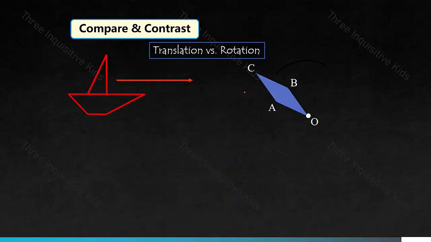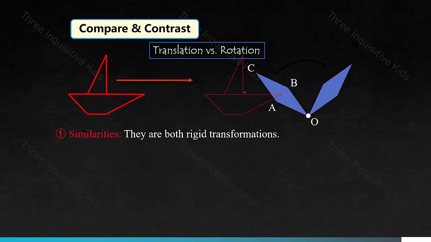Now let's compare and contrast translation and rotation. What are their similarities and differences? That was translation, and this was rotation. Well, here are their similarities. They are both rigid transformations on the geometric plane, which means that after transforming, the shape and size of the original figure does not change, but the position changes.